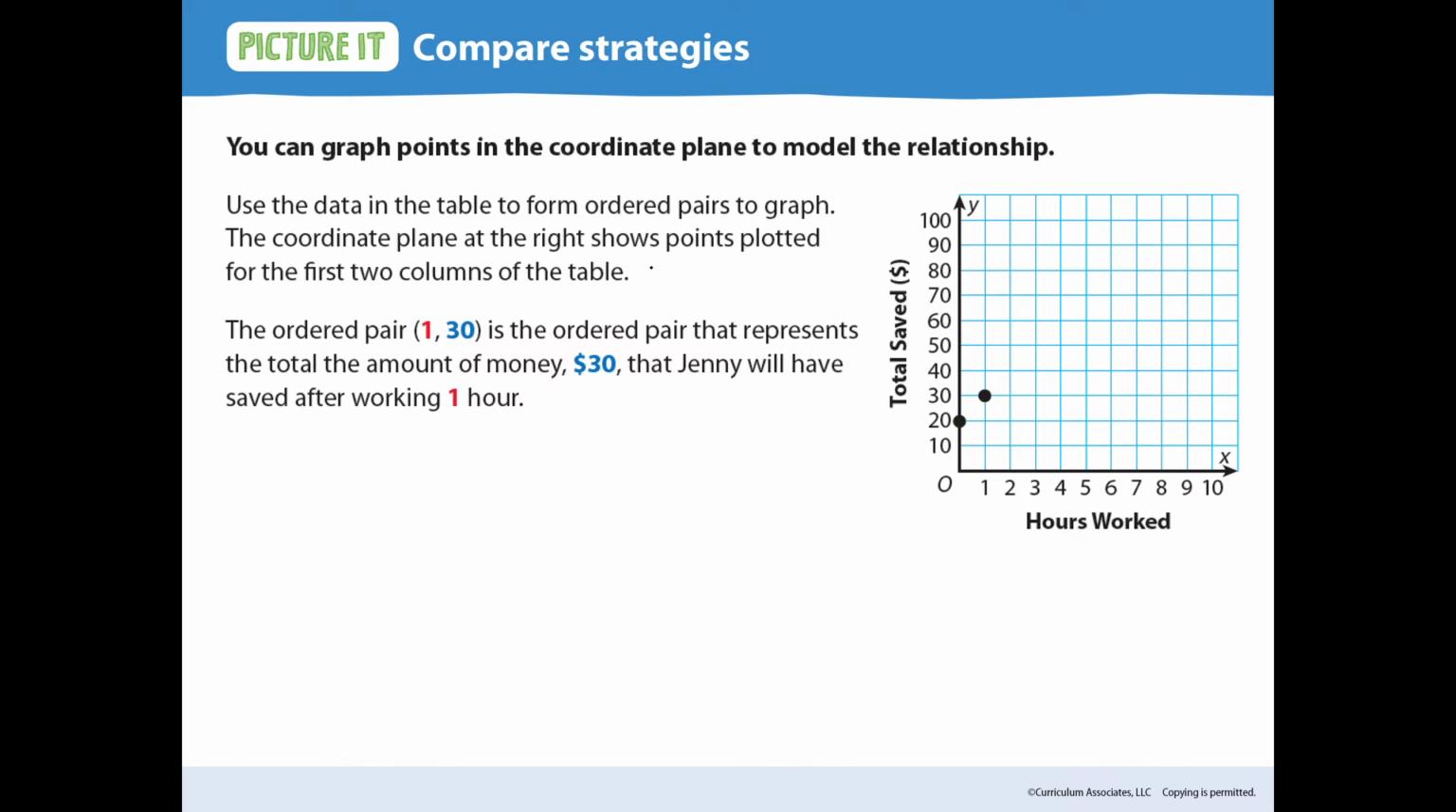Picture it. You can graph points in the coordinate plane to model the relationship. Use the data in the table to form ordered pairs to graph. The coordinate plane at the right shows points plotted for the first 2 columns of the table. The ordered pair 1, 30 is the ordered pair that represents the total amount of money, $30, that Jenny will have after working 1 hour.